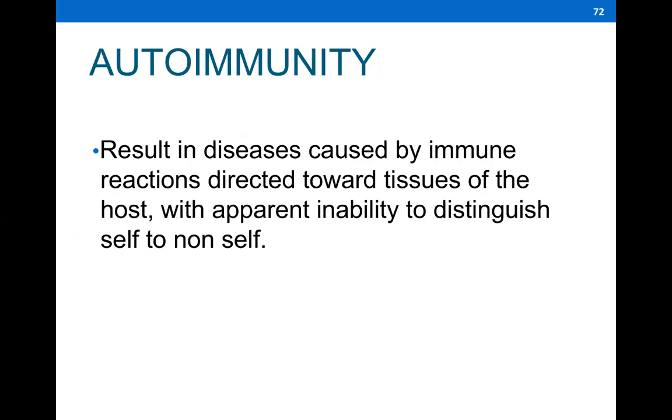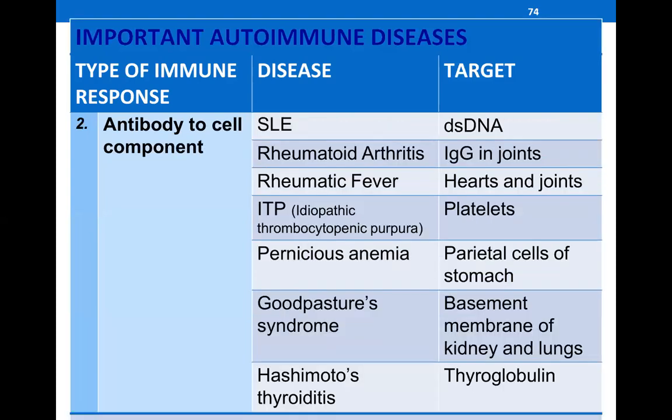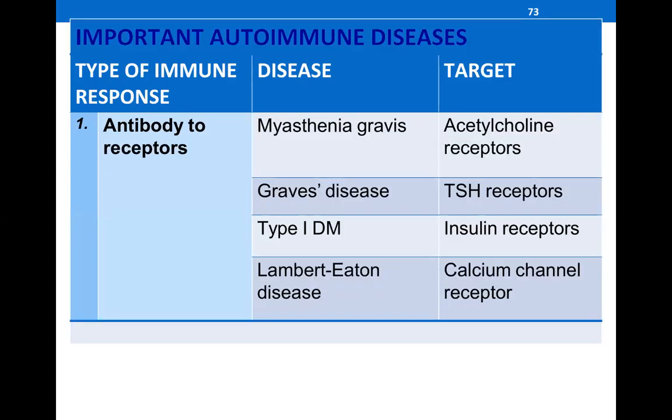When we say autoimmunity, this results to diseases caused by immune reactions directed towards the tissues of the host, with apparent inability to distinguish self to non-self. Okay, so basically in autoimmune diseases, there are 2 types of immune response. It's either the receptors or the cell components. Now, in the receptors and antibody to receptors, there are different diseases and they have different targets as well. The myasthenia gravis, that's the first example of an autoimmune disease, targets your acetylcholine receptors.